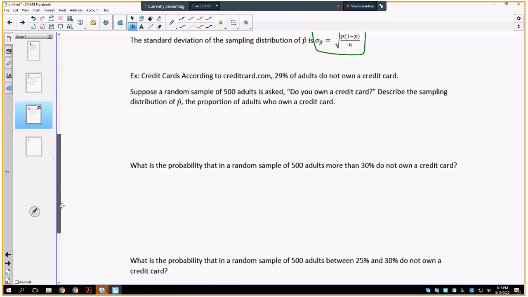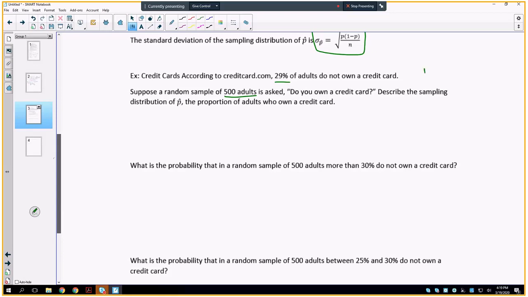The example concerns credit cards, people who own credit cards or people who don't. According to creditcard.com, 29% of adults do not own a credit card. Right away I'm thinking 29% should mean something. Then it says, suppose a random sample of 500 adults is asked, do you own a credit card? Describe the sampling distribution of P hat, the proportion of adults who own a credit card.